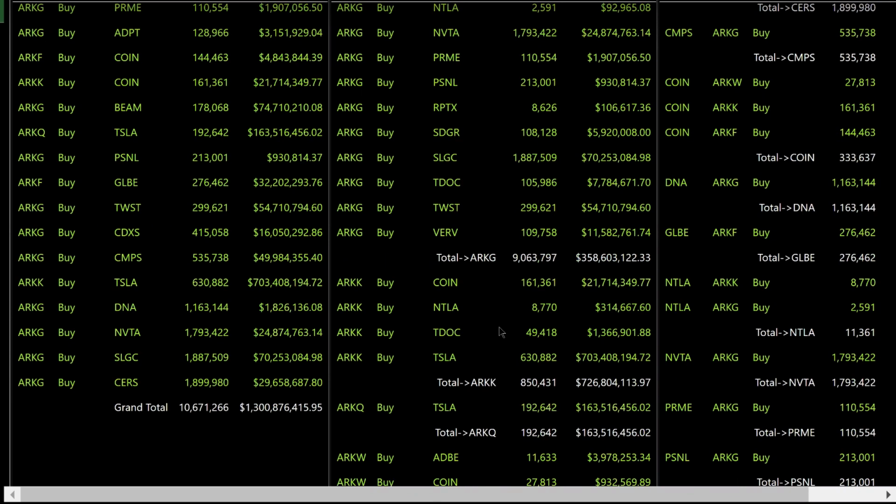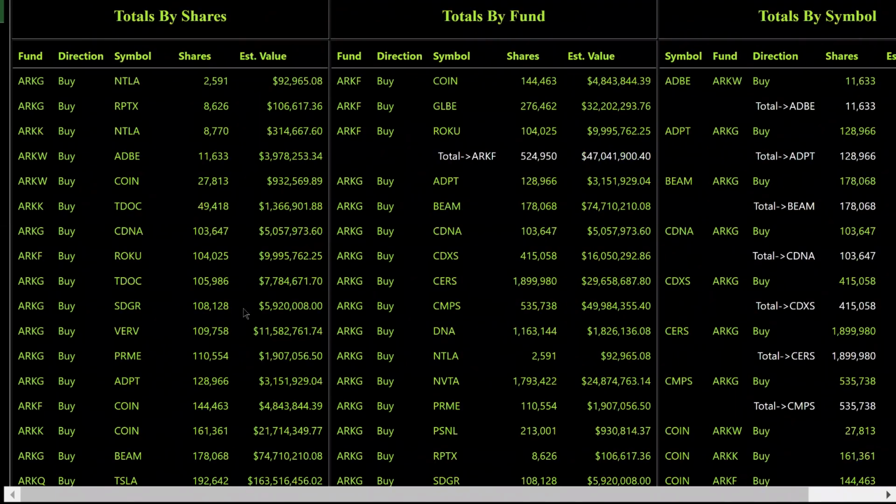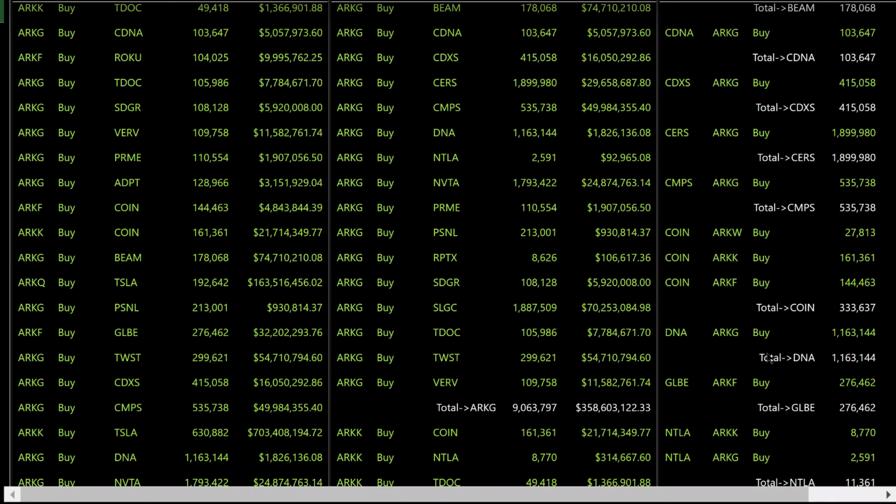So I like to look at this. We already know from some of our other screens, we were following their DNA, which they purchased a lot of. So I take a look over here and I can see the total by symbol. Let's take a look at DNA for the month. We know that in the month of January so far, they've bought 1.1 million shares of DNA, and they put that in their ARK G fund.